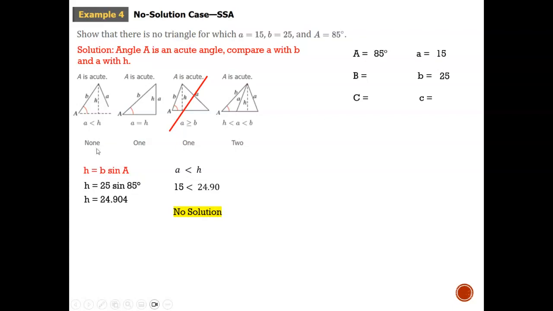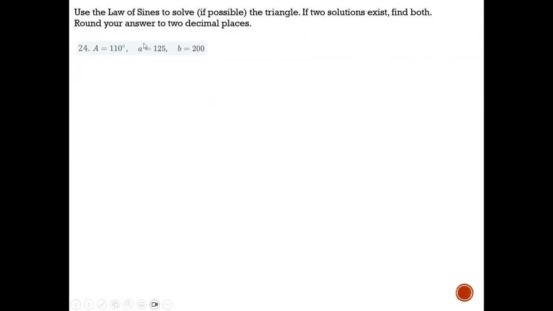So we can look at this and see that because the values we get match this case, it's not going to work. There aren't going to be other values we can get to make a triangle there. So that's why this one is no solution. So let's try another one.